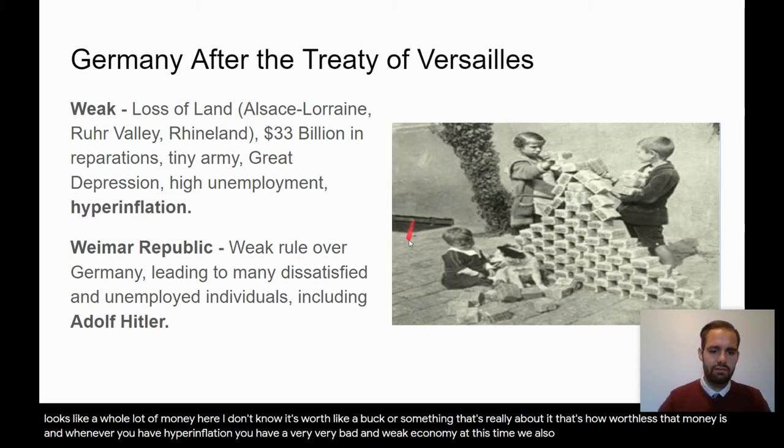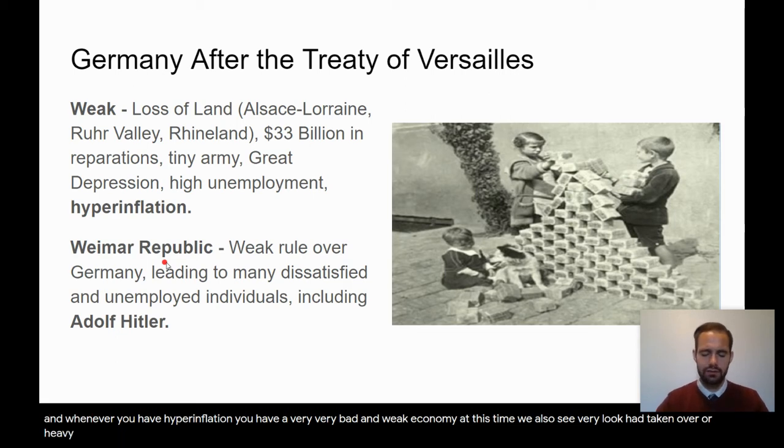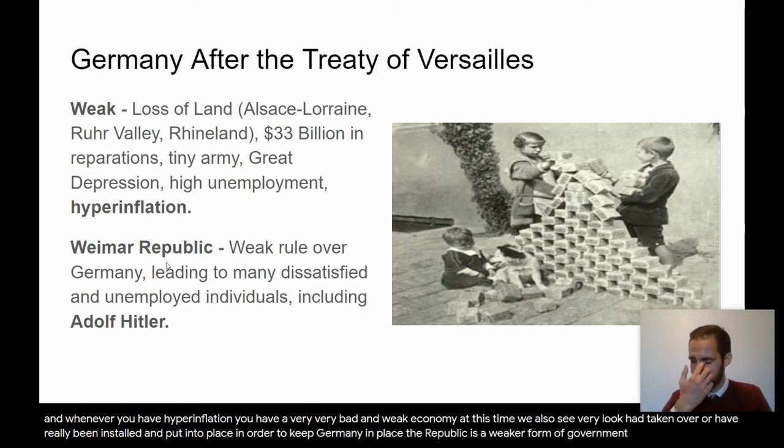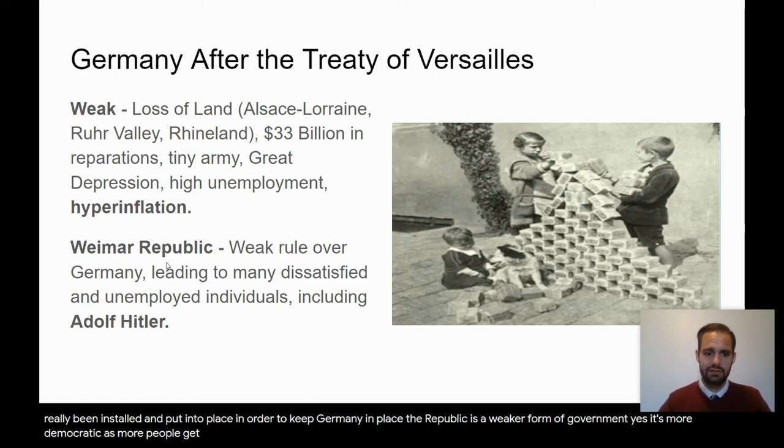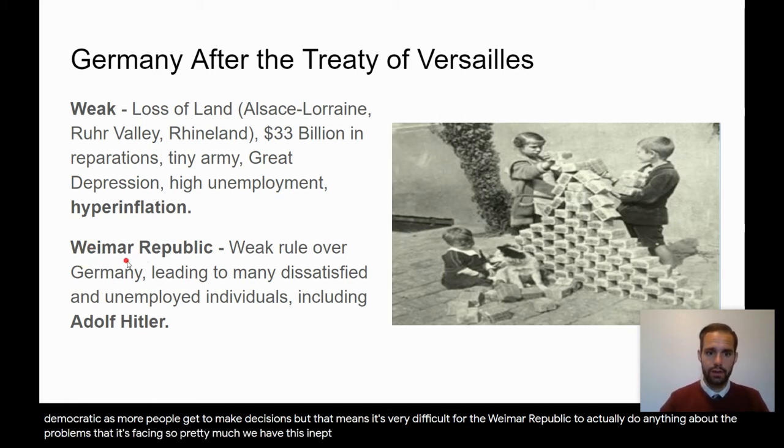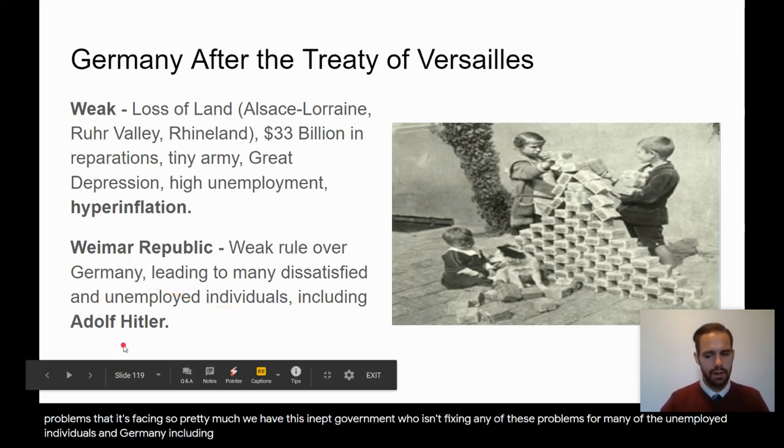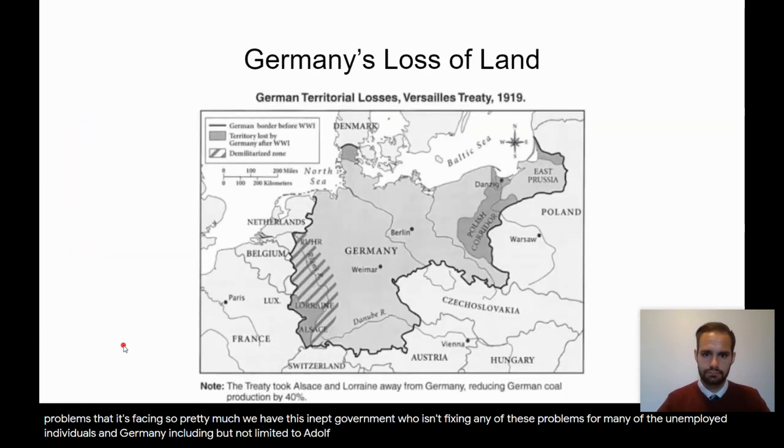At this time, we also see a very weak republic. The Weimar Republic had been installed and put into place in order to keep Germany in place. The republic is a weaker form of government. Yes, it's more democratic, yes, more people get to make decisions, but that means it's very difficult for the Weimar Republic to actually do anything about the problems that it's facing. So we have this inept government who isn't fixing any of these problems for many of the unemployed individuals in Germany, including, but not limited to, Adolf Hitler.